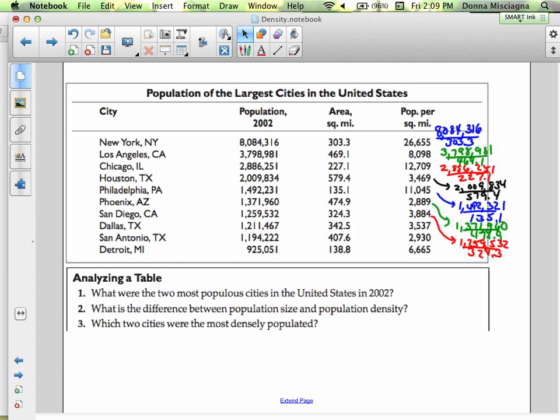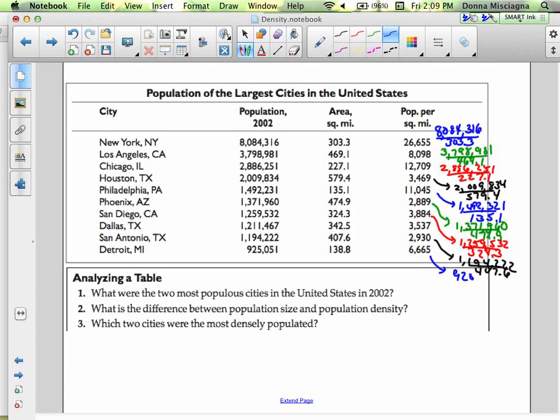And then moving along, sorry about the bell, for San Antonio it would be 1,194,222 divided by 407.6. And then the last one, this population density was found by taking 925,051 and dividing that by 138.8. All right, and so that's how we got all of our population densities here.